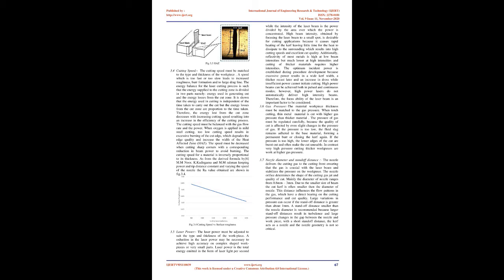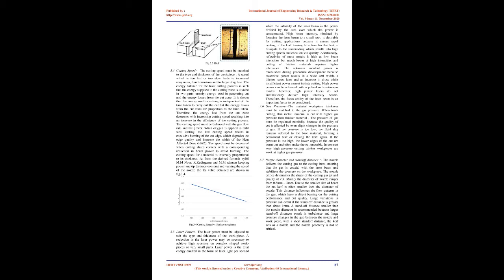3.4 Cutting speed. The cutting speed must be matched to the type and thickness of the workpiece. A speed which is too fast or too slow leads to increased roughness, burr formation, and large drag lines. The energy balance for the laser cutting process is such that the energy supplied to the cutting zone is divided in two parts, namely, energy used in generating the cut and the energy losses from the cut zone. It is shown that the energy used in cutting is independent of the time taken to carry out the cut, but the energy losses from the cut zone are proportional to the time taken. Therefore, the energy lost from the cut zone decreases with increasing cutting speed, resulting in an increase in the efficiency of the cutting process. The cutting speed must be balanced with the gas flow rate and the power.